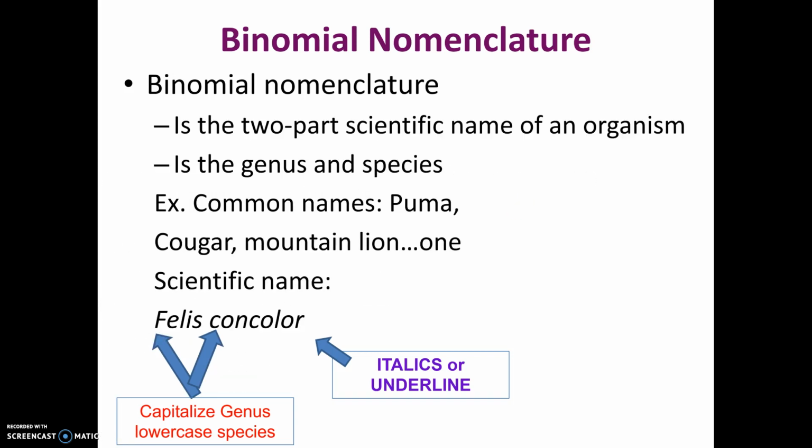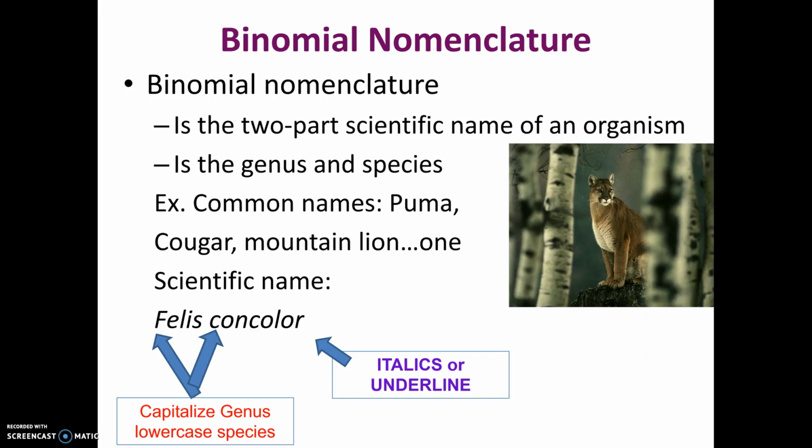Why do we do this? For one thing, and you can see this in the example, puma, cougar, and mountain lion are all regional common names for the same exact animal. Because people might call organisms by different names depending on where they live, scientists came up with a method by which every organism would have a universal name. That universal name is the genus and the species of the organism.